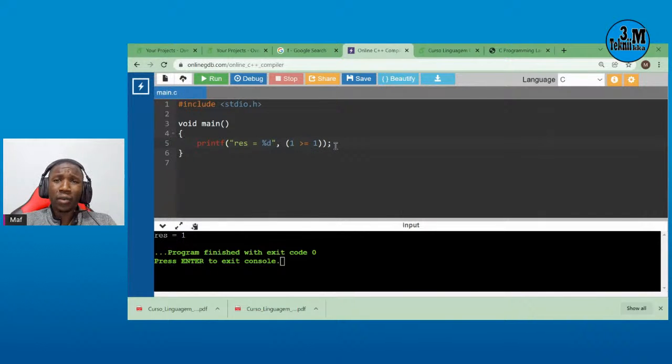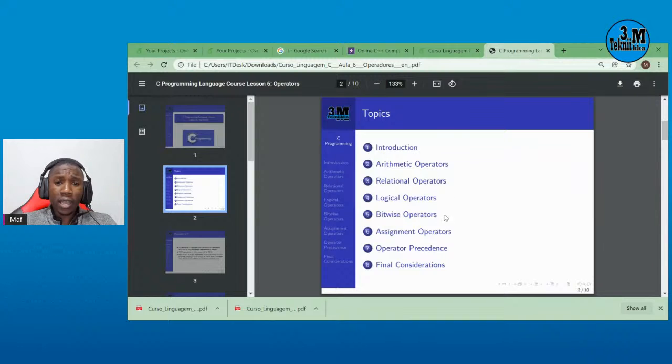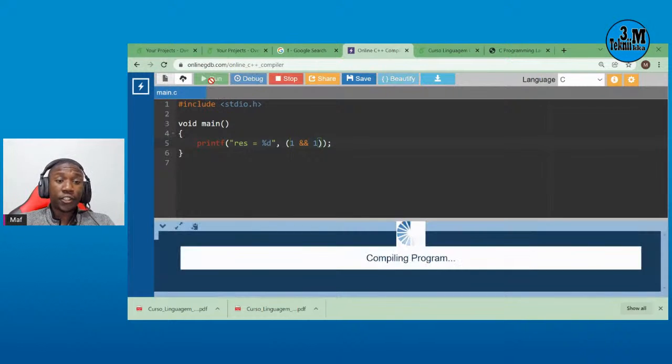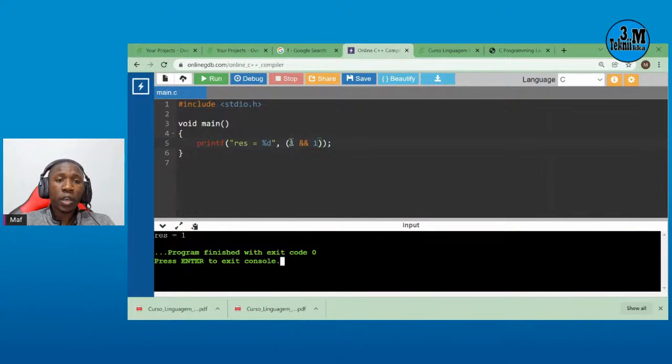This is fine. I wanted to show something else about logical operators. Okay, not only relational. These are relational. Let's use some logic. For example, 1 and 1. This is logic. Okay, 1 and 1. This is true and true. True and true is true. Always true. Okay.